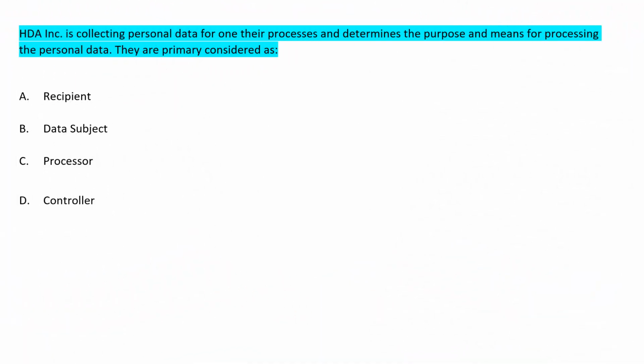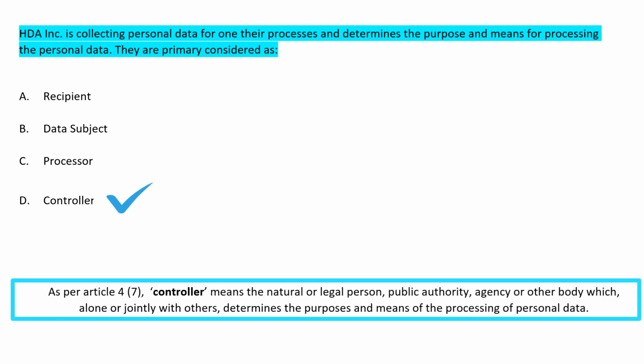Next question. HDA Incorporated is collecting personal data for one of their processes and determines the purpose and means for processing the personal data. They are primarily considered as. Correct answer is option D, controller. As we discussed earlier, Article 4.7 defines the controller. Controller means any natural or legal person who determines the purposes and means of processing of the personal data.